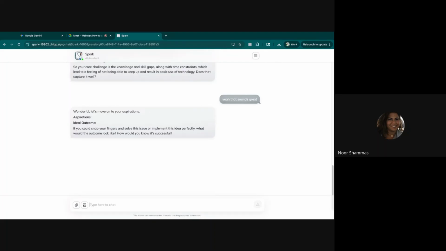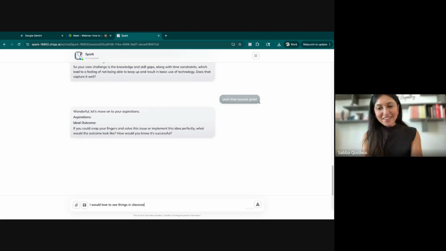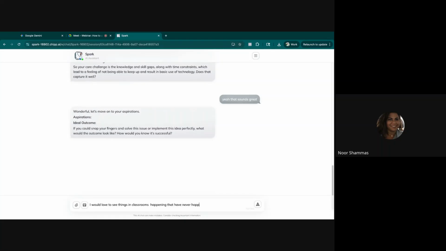I don't know how tangible this is, but I would love to see things in classrooms happening that have never happened before. Do you have any example? This isn't a never, but really, truly students guiding their learning.